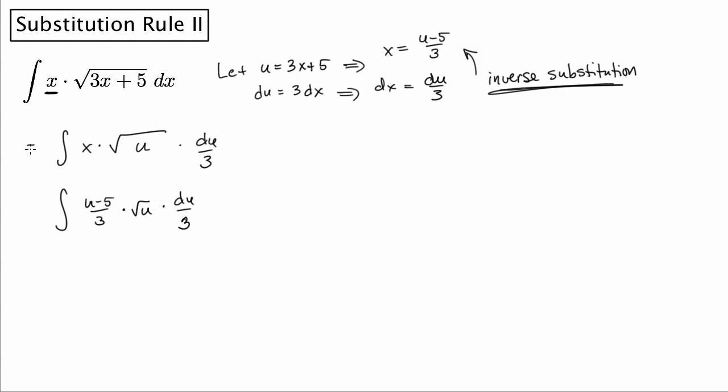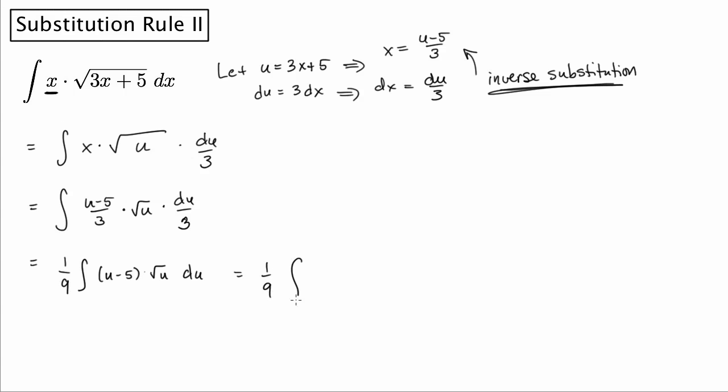Now if I continue on with this, I need to clean it up a little bit. If I take the two constant 3's, I can pull them outside the integral as a 1/9, because everything here is multiplied. Nothing's added. So I can pull this out as a 1/9. And then this is starting to look a little bit better. I have u minus 5 times the square root of u du. It's still not in a good form to take an antiderivative.